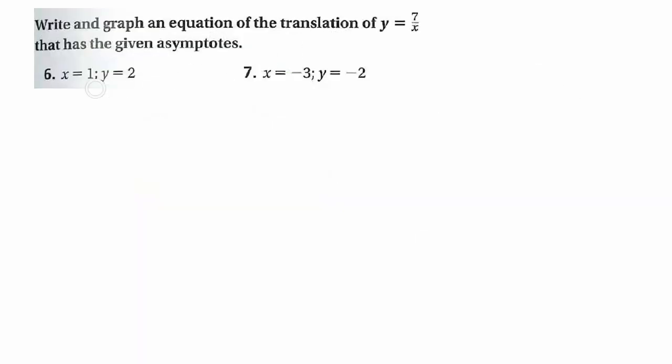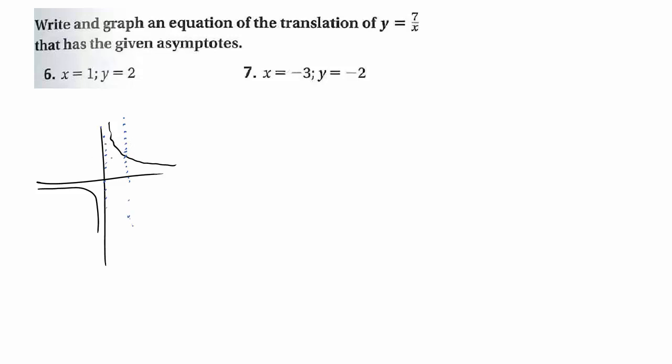We're trying to understand asymptotes in numbers 6 and 7. So first, let's understand the asymptotes here. The standard reciprocal function, or rational function that's not shifted or anything, like 7 over x, usually is going to be graphed this way. It's going to have an asymptote at y equals 0 and an asymptote at x equals 0. So if I want to have an asymptote at x equals 1, instead of along the y-axis, I want it to have an asymptote at x equals 1.